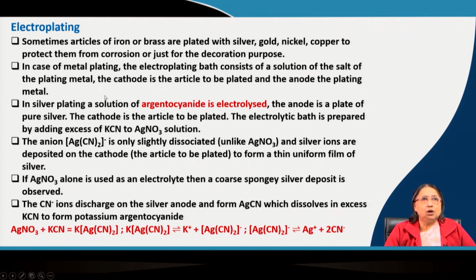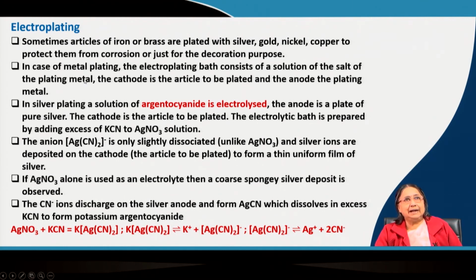solution of the salt of the plating metal by which you will plate, okay. Say for example, silver or gold like that. So, that salt is there in the electroplating bath, and we use a cathode. A cathode is used. What is the cathode? It is the article to be plated, on which you want to plate the silver or gold. Okay. And the anode is the plating metal.